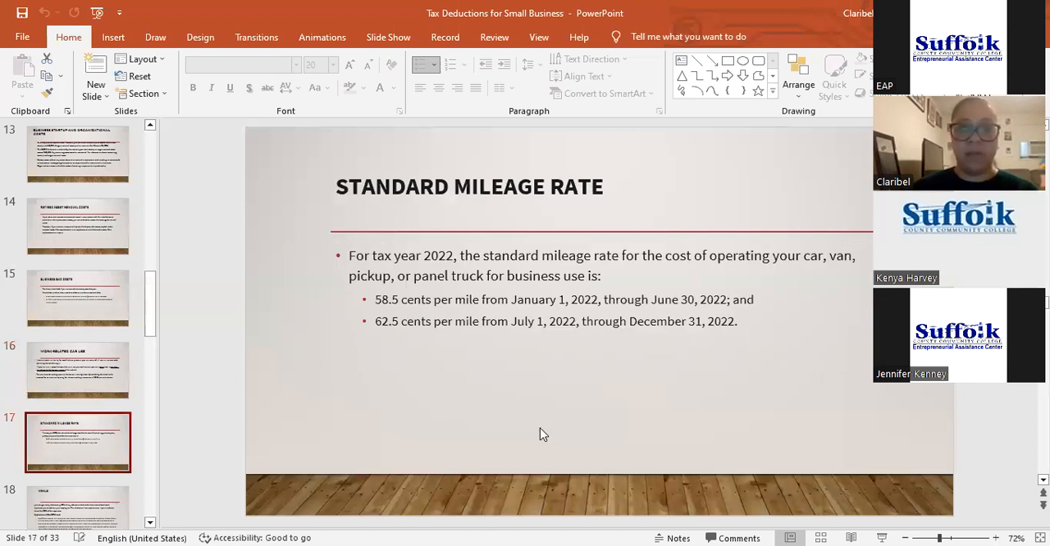So standard mileage rate, once again, for year 22. The standard mileage rate for the cost of operating your car, van, pickup, or panel truck for business is 58.7 cents per mile from January 1, 2022 to June 30th. This is for the people who filed taxes already for last year. And then it changed in July. So from July to December, 62.5 cents per mile.